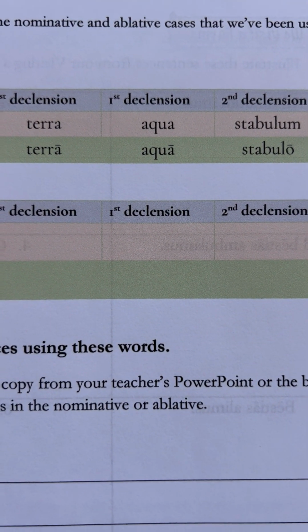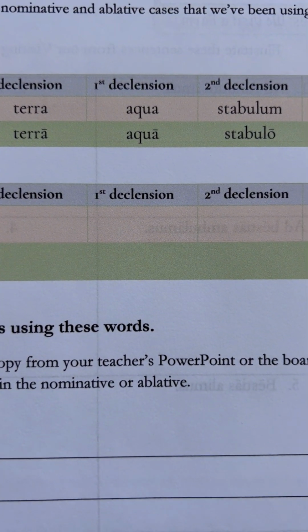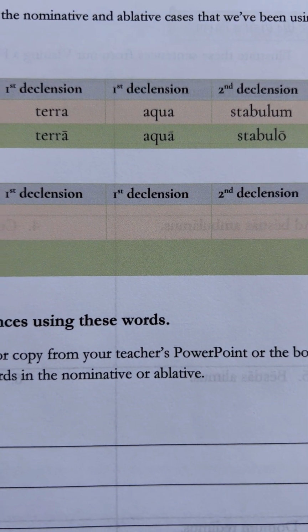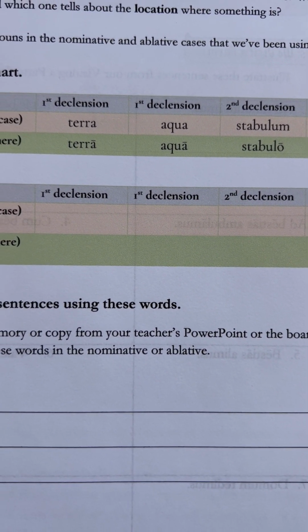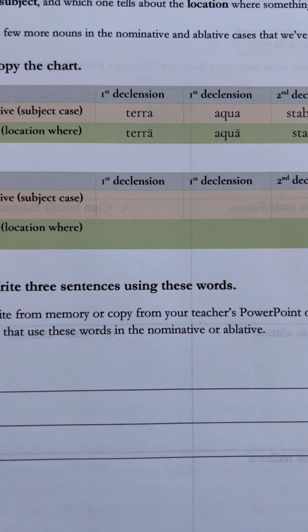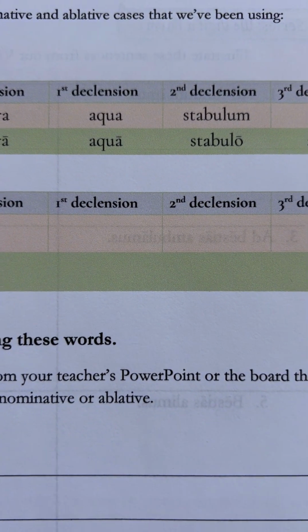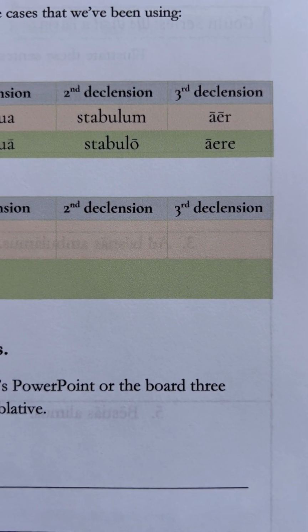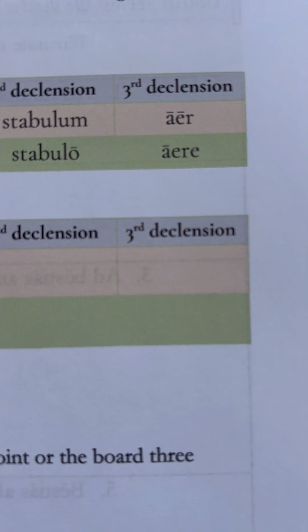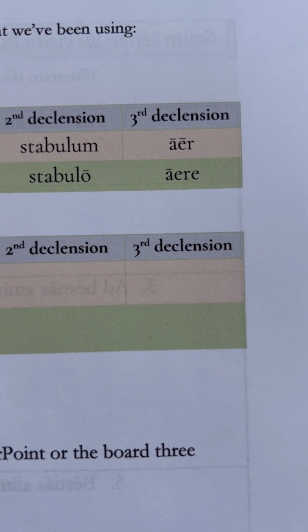On those first three words, terra, aqua, and stabulo, something else happens to the spelling. Do you see what it is? On the very last vowel of those three words is a macron. We talked about that last time. That is the way you can tell in the sentence the difference between the nominative and the ablative. The ablative gets that little macron over the final vowel. Aere doesn't get the macron at the end, but it takes away the macron over the E in aer. So that's an interesting change as well.